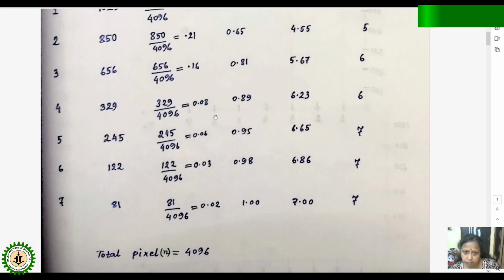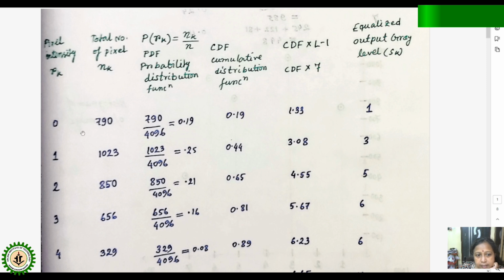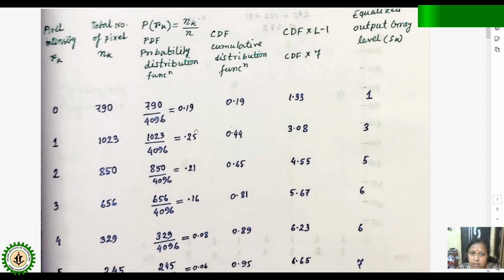Now I will tell you how to perform the histogram equalization. According to the question, for pixel intensity 0, the total number of pixels is 790. Pixel intensity 1, the total number of pixels is 1023. Pixel intensity 2, the total number of pixels is 850, and so on. So first of all, perform this operation.